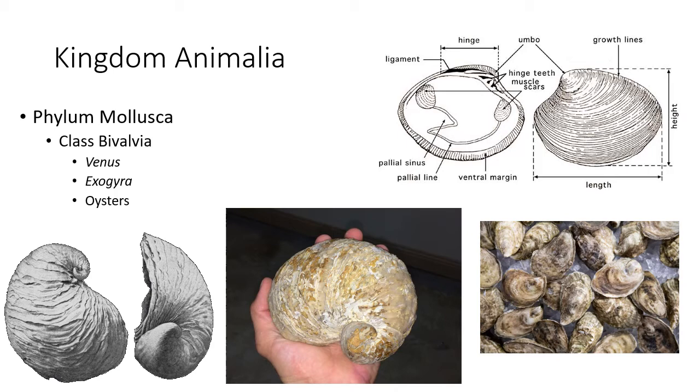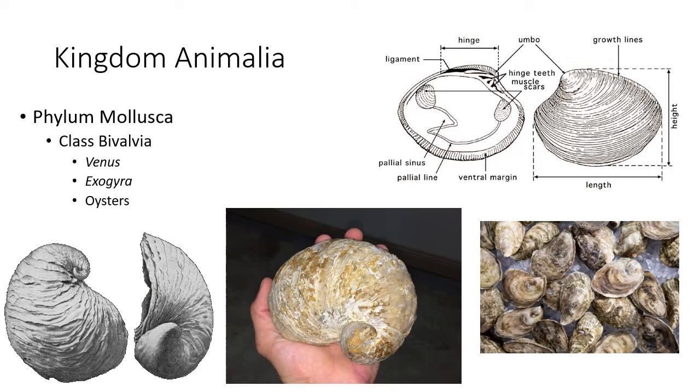Exogyra is this really big guy that we have on the screen here. It is a coiled growing oyster, but their shells are like 2 to 3 inches thick. And that's because things like big marine reptiles from the Mesozoic and the Cretaceous were swimming around eating these things. So they're really heavy, thick oysters compared to our modern day oysters, which are pretty thin and kind of irregularly shaped.